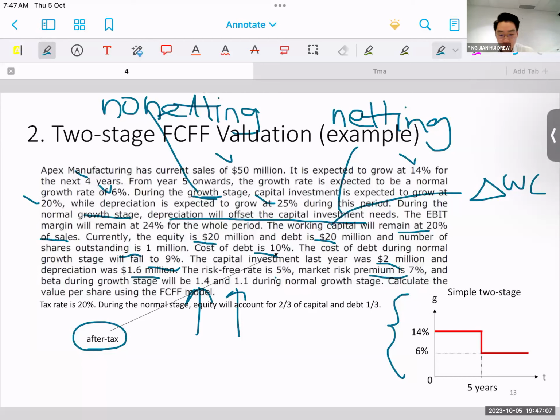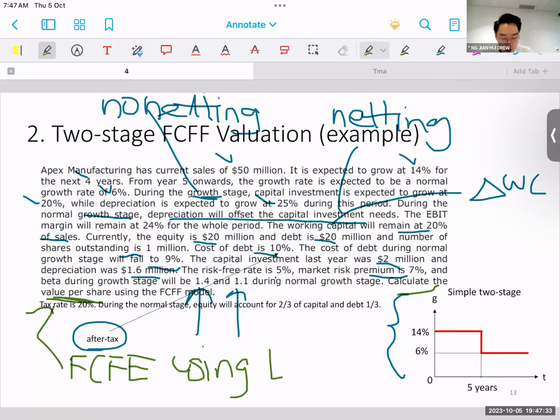I want to highlight to you here, you notice that they say calculate the value per share. So what does it mean? They actually want you to calculate the value of the share, which is the FCFE, but using the FCFF model, right? Everyone notice this? They want you to calculate FCFE using FCFF. All right, so of course, you know the formulation where you have the FCFF, you minus away the market value of debt, you get the FCFE, and then because it's per share, you divide by number of shares.